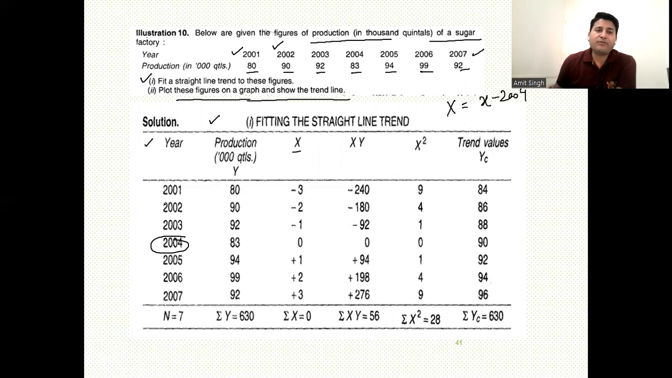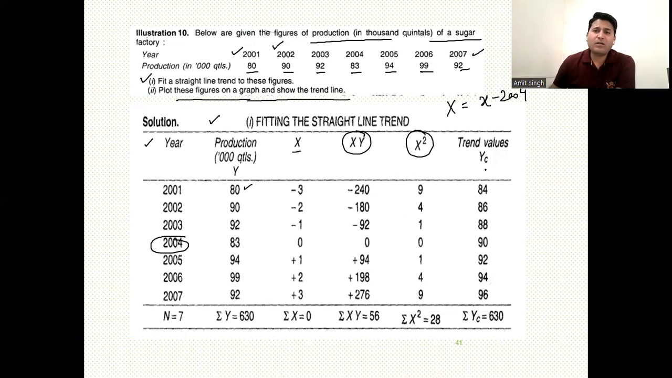So 2004 minus 2001. So this will be -3, -2, 1, 0, and so on. Now, y is the average kind of value. If you want, you can reduce it, or if you don't want, leave it as it is. So this is y as it is. Then we make xy, x square.